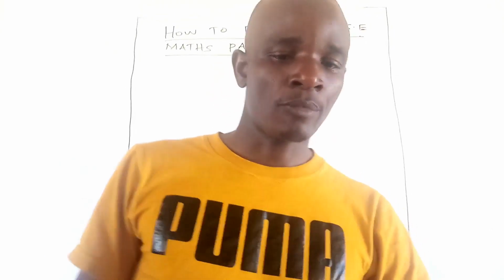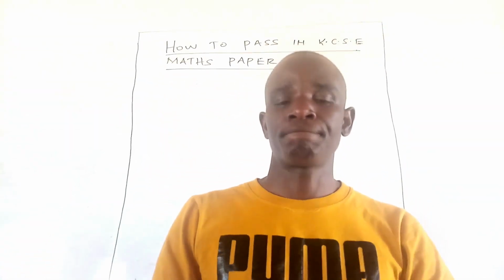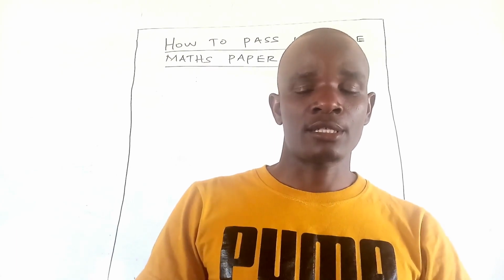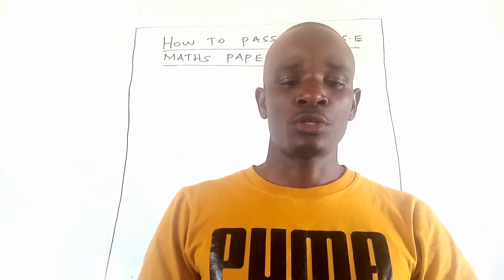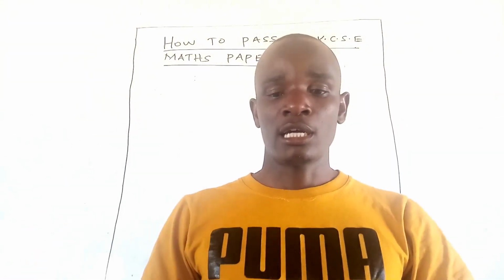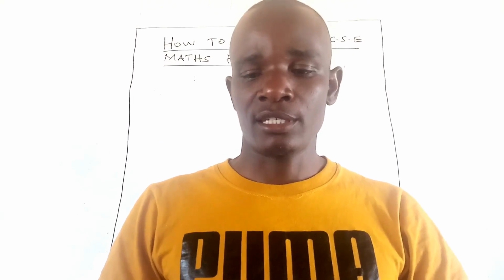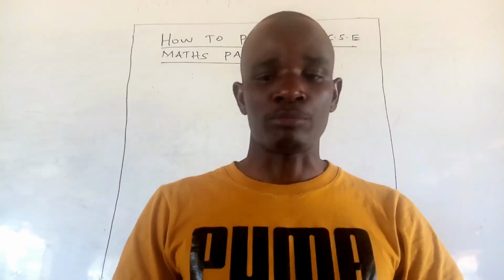So in Mathematics Paper 1 we normally have 70% of Form 1 and Form 2 work. So the 70% of the paper covers Form 1 and Form 2 work, and then we have the 30% covering the Form 3 and Form 4 topics.